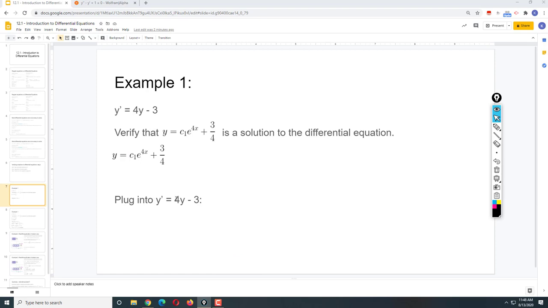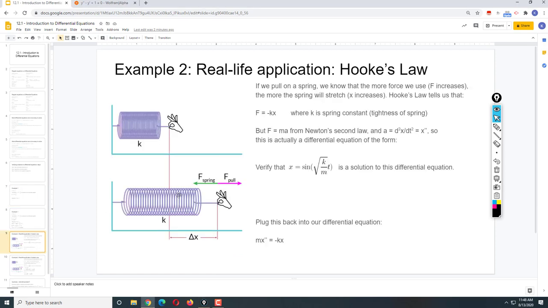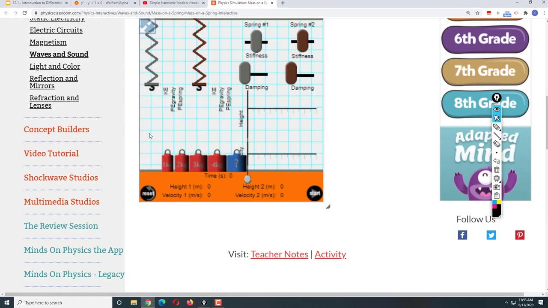So differential equations are useful in a lot of places. Here's a real-life application, Hooke's law. So here's an example of a spring. Here's a simulation. We take a mass, put it on here, and we know the spring is going to move up and down, right?